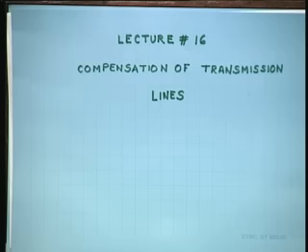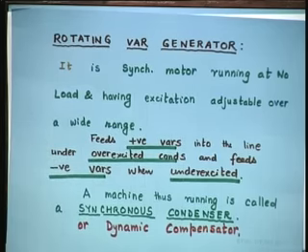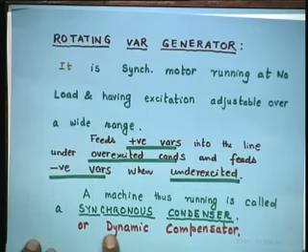Today is our lecture number 16 and the topic is compensation of transmission lines. Now, before we come to compensation, let us see what is the meaning of rotating var generator. We have already talked about static var generator, SVS or SVC. As the name indicates, rotating, it is dynamic. Anything that is in rotation is dynamism. So, it is also called dynamic compensator as is given here.